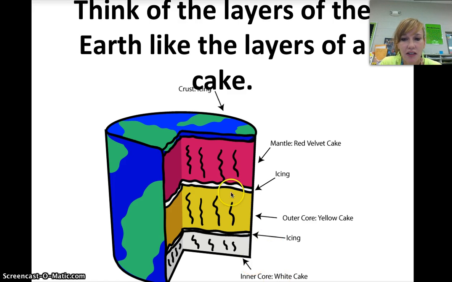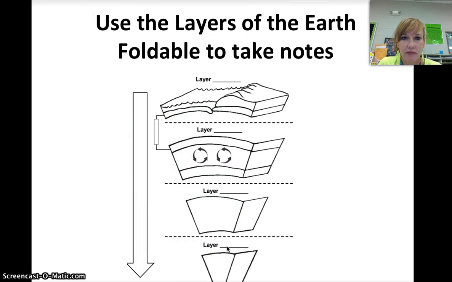And then this is a red velvet layer. We would say that's the mantle. And then you have an outer core, that's the yellow cake here, and the inner core, which would be the white cake. So you'd have the crust, mantle, outer core, and inner core. And this is a foldable that you are working on as I will be discussing these things. You shouldn't have written anything yet unless you labeled those layers there on the outside of your foldable. And remember, yours should be colored at this point.